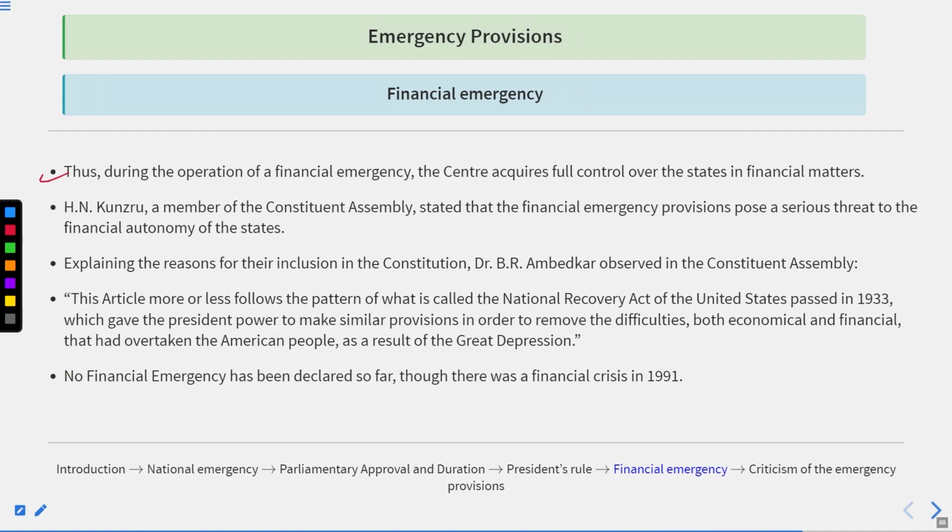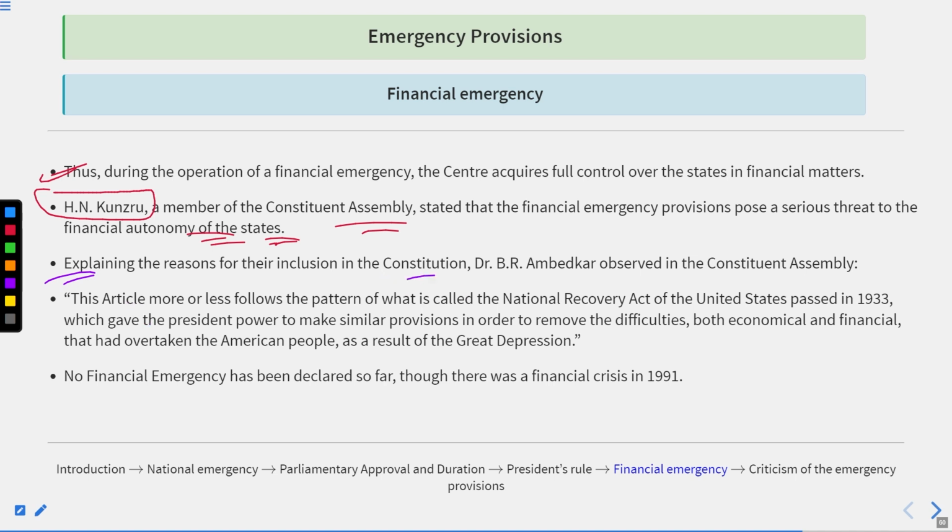Okay? Thus, during the operation of a financial emergency, the center acquires full control over the states in financial matters. And there is a person, H.N. Kunzru, a member of the Constituent Assembly, who stated that the financial emergency provisions pose a serious threat to the financial autonomy of the state. Why? Because the center acquires the entire control.